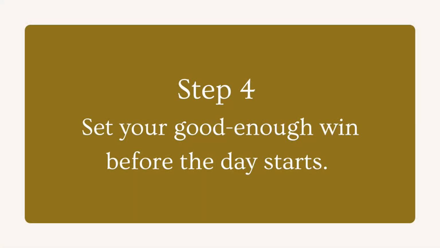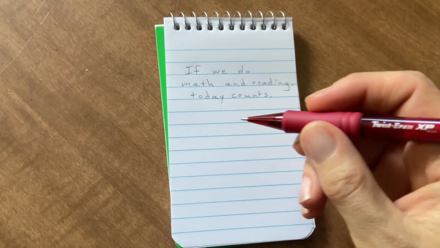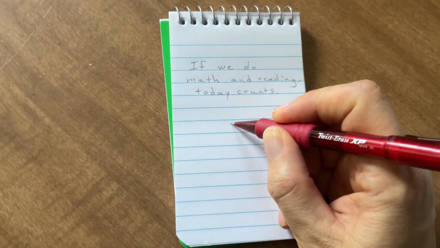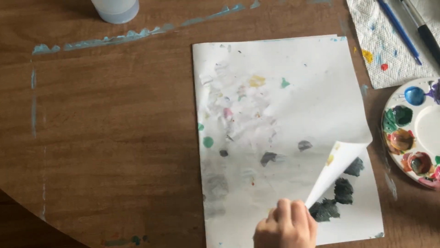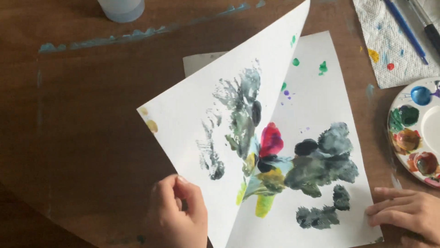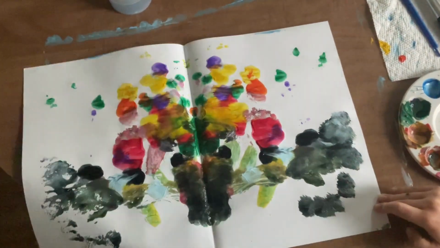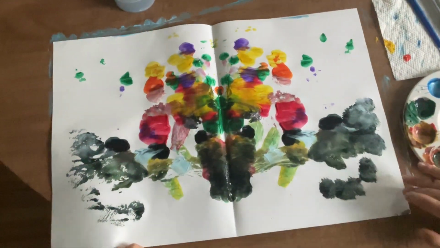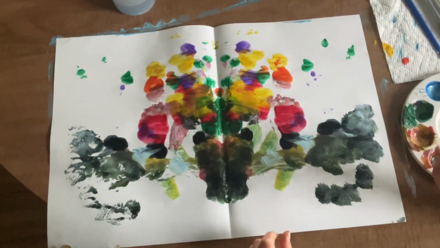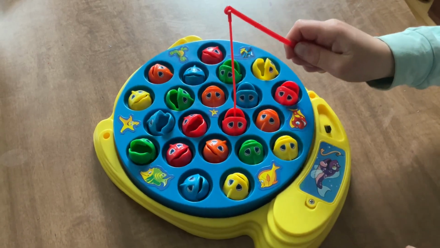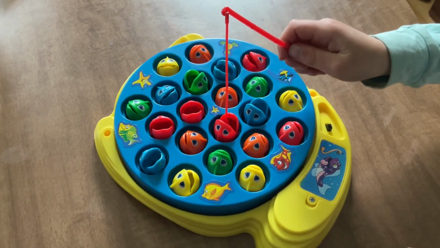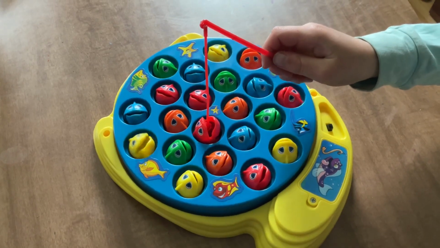Step 4, the good enough win, is the one that makes everything else sustainable. Before school starts, you write down, if we do this one thing, today counts as a success. Not if everything goes smoothly, not if we finish all 4 subjects, just this one thing. On the hard days, that minimum is what you protect. Everything else is bonus. Calm and consistent beats intense and unpredictable every time.